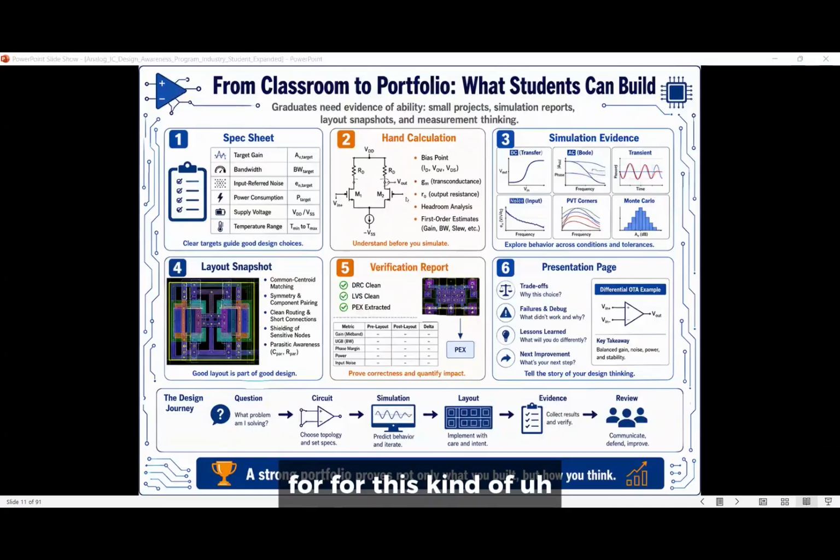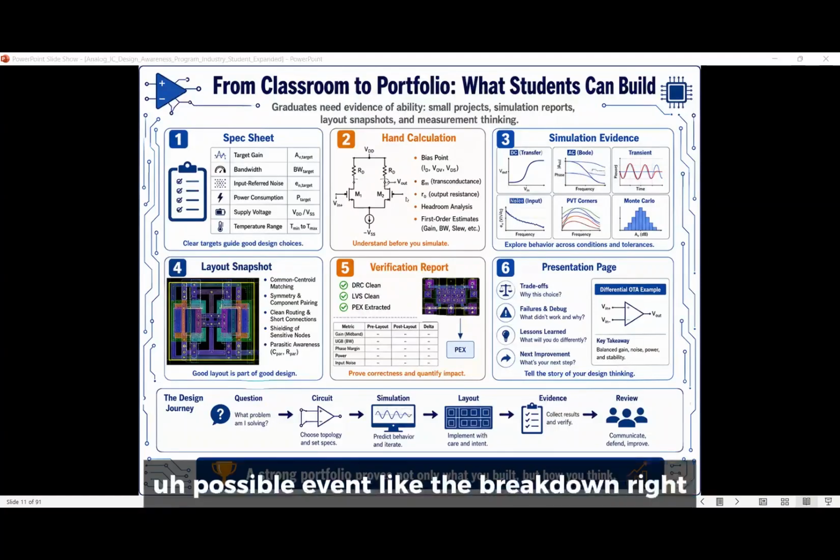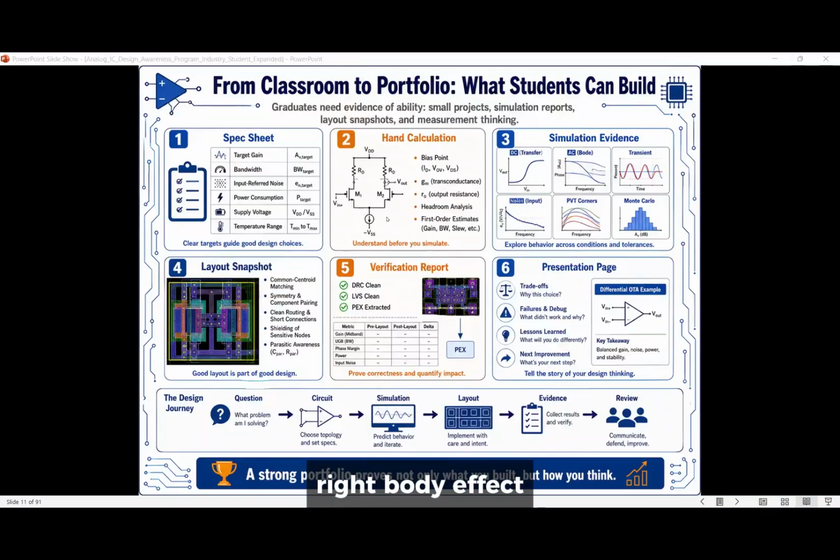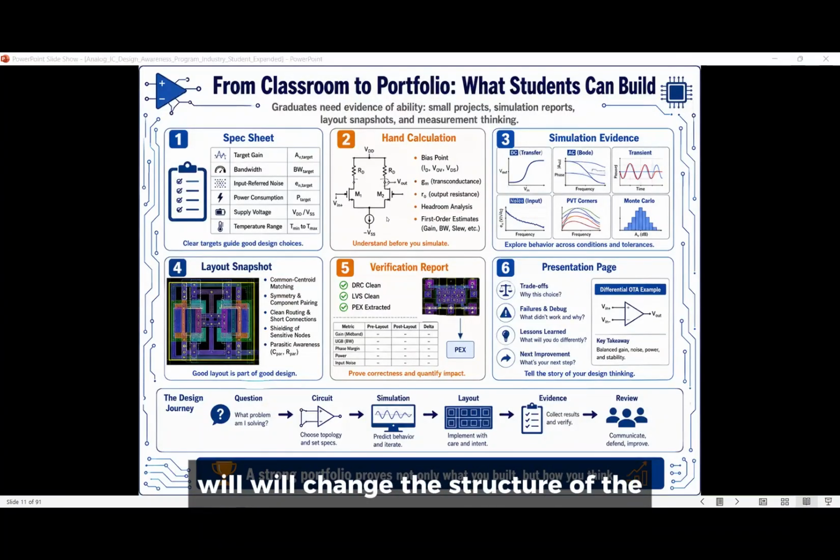For this kind of circuit, we actually have to think about other possible events like the breakdown, right? The breakdown or the nonlinearity, and also the body effect, right? The body effect will change the threshold voltage, which we have to consider. But the hand calculation does not care about too much detail of this.